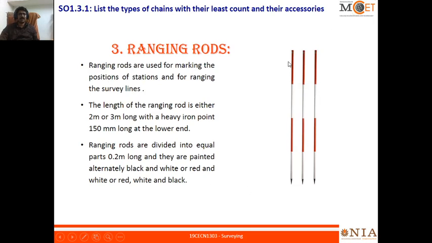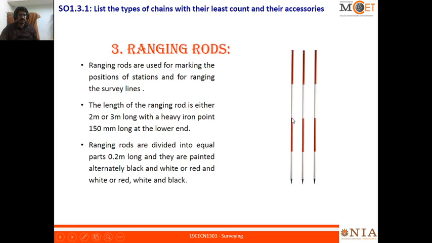Next is the ranging rod. This is the ranging rod with shoe. This is called the shoe, the sharp edge, with bands of white, orange, and in some others white, orange, black, all combinations will be there. The length of the ranging rod is either 2 or 3 meter, with a heavy iron point of 150 mm. This small portion alone will be 150 mm long at the lower end. Ranging rods are divided into equal bands. Each band is 0.2 meter. I think this number is repeating from the chain also. The chain also has a least count of 20 centimeter.